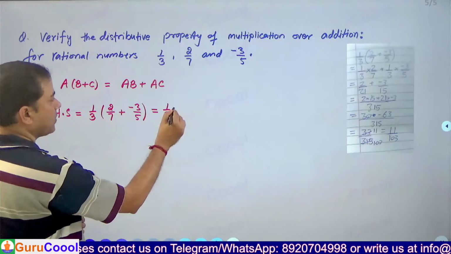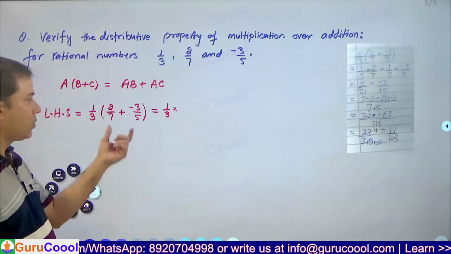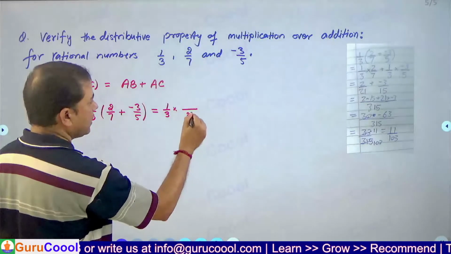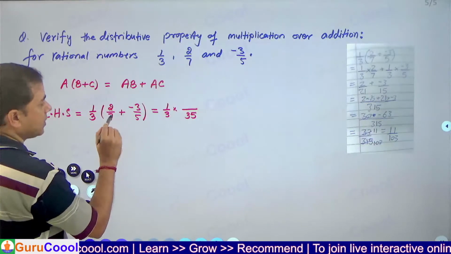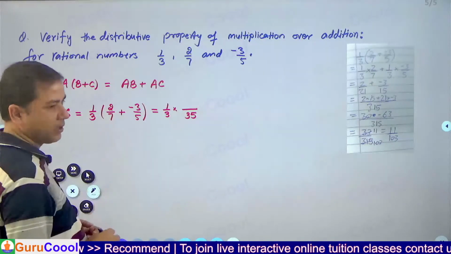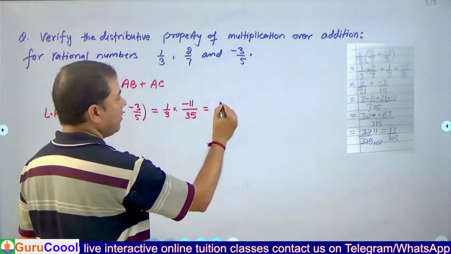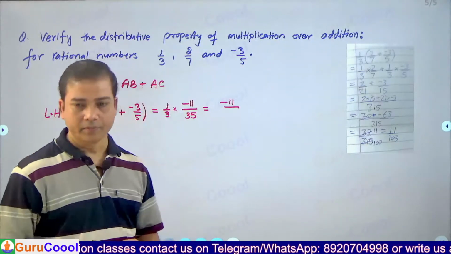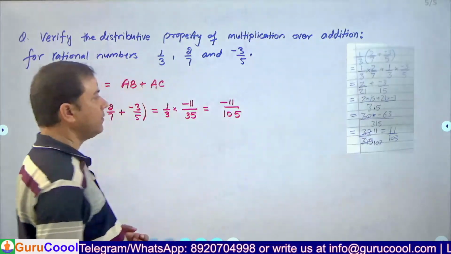1 by 3 times. Now let us add these two together. I taught you the shortcut to add these two rational numbers. 7 fives are 35 in the denominator, and in the numerator cross multiply. 5 twos are 10 and plus 7 threes are 21 in negative. So 10 minus 21 is minus 11, right? So we are going to have minus 11 divided by 35 times 3. What is 35 times 3? So 105. So we got this value for the left hand side.